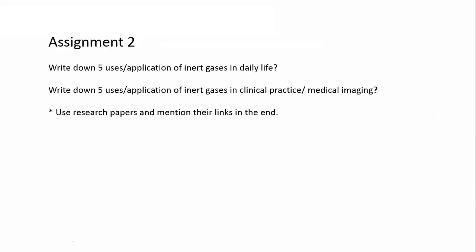Here are a few practice questions in the assignment. You need to write down 5 uses and applications of inert gases in daily life, and 5 applications of inert gases in clinical practice and medical imaging. You need to go through the latest research papers, and I insist you find out the applications of inert gases in medical imaging and clinical practice, how we are consuming them and how they are helpful.